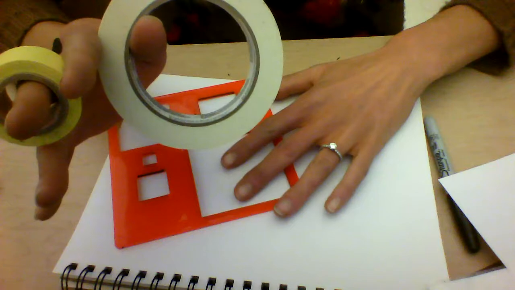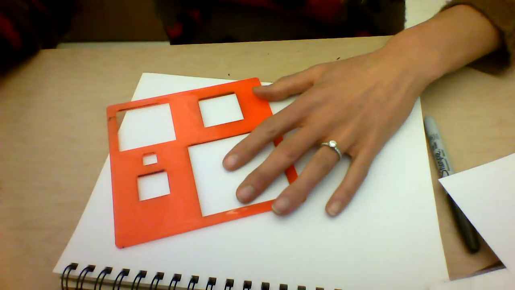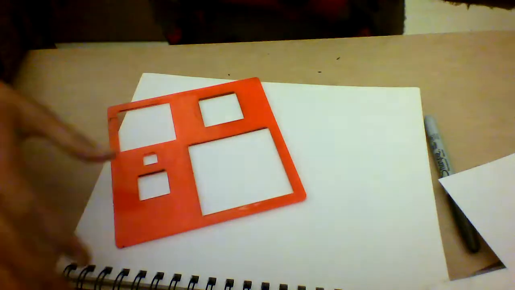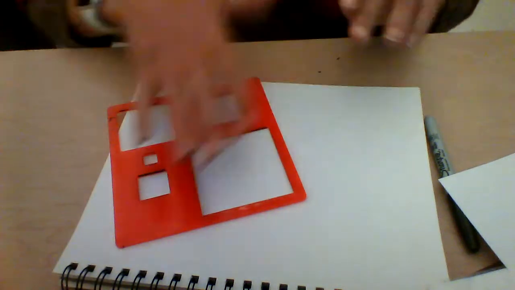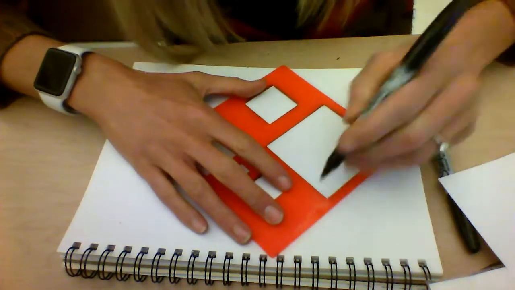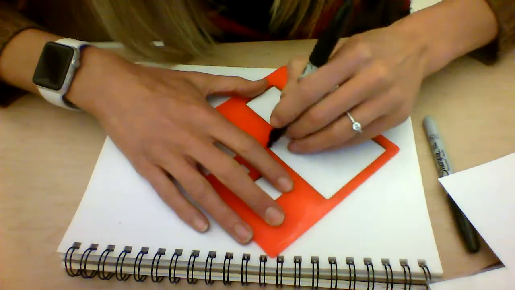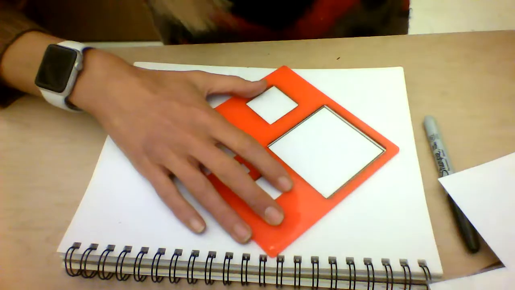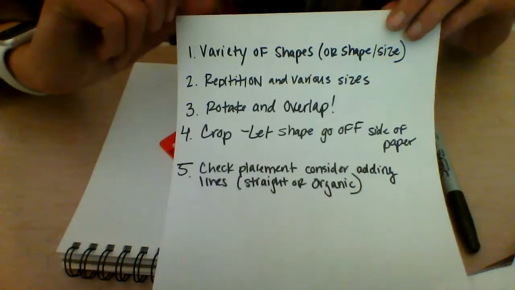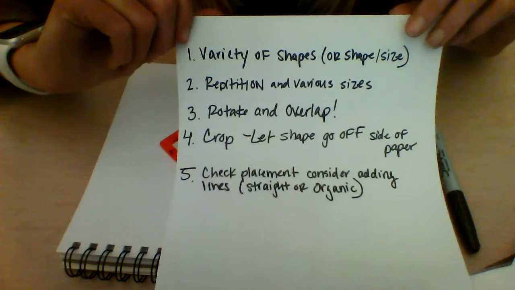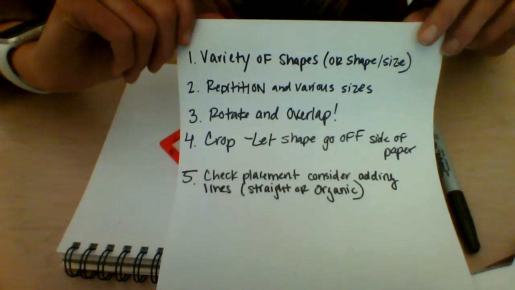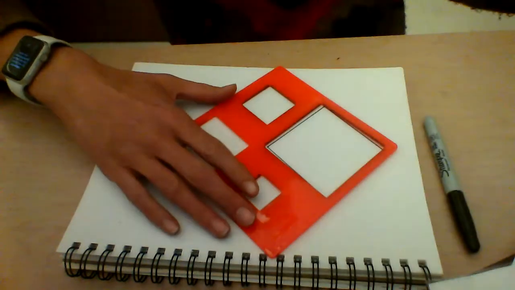But I wanna show you some of the hard aspects of picking something that's square, because you're kind of a little bit limited if you don't have something like this. So I'm just going to start right away. Remember, I'm keeping in mind some of those rules that we talked about: the variety, the repetition, rotate and overlap, crop, and then check the placement of your positive and negative space.